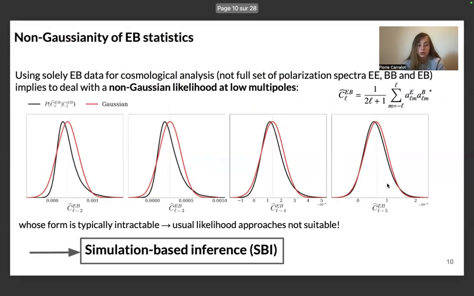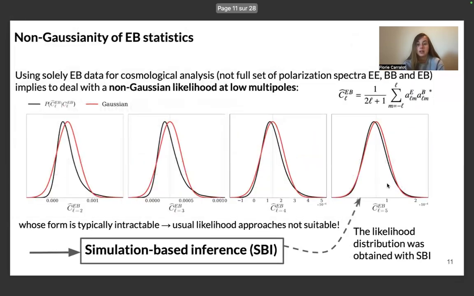So one solution to this problem that I will present in this presentation is simulation-based inference. So this plot was a little bit of a spoiler because this distribution was obtained already with SBI, because one of its functionalities is also to approximate likelihood functions.